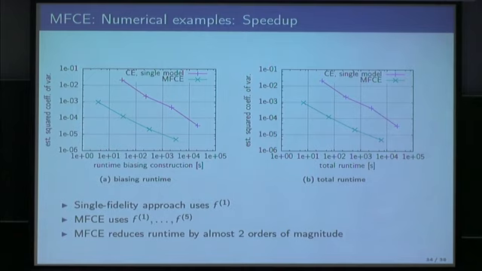Now what we're actually interested in is the total runtime that includes the final estimation step, where we always evaluate the high fidelity model. And what you can see here is that really the runtime, even the total runtime, is dominated by the construction of the biasing density. So significant speedup also with respect to the total runtime.